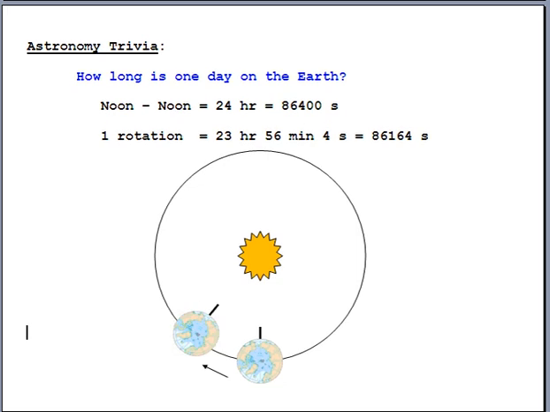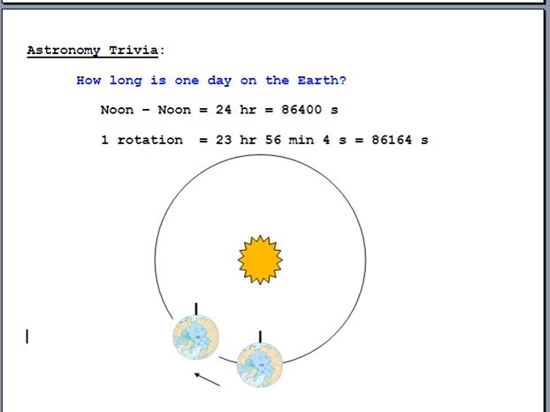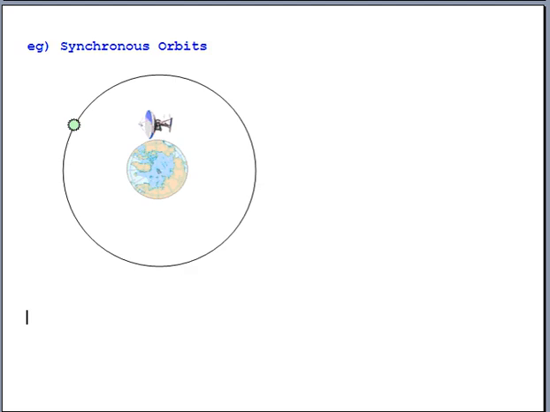And then 24 hours is to actually get you pointed back at the sun. Wow, that means that one rotation is not really quite what you thought. It's not 24 hours, but a little bit less. Okay, well, with that in mind, let's look at the last deal of the day, something called synchronous orbits.